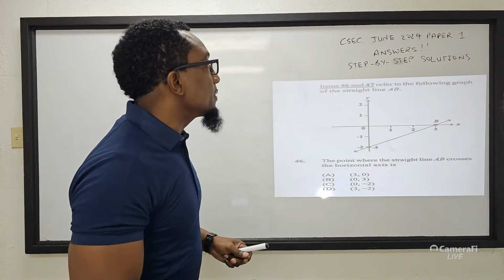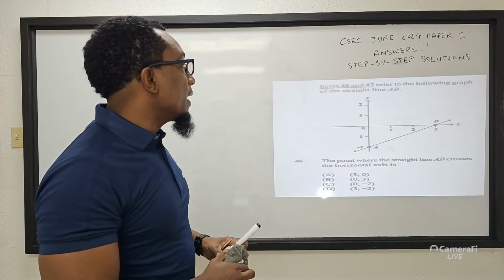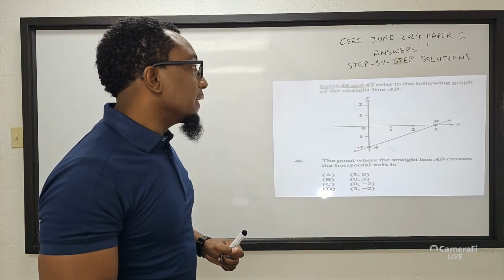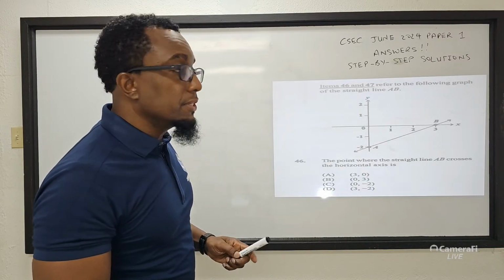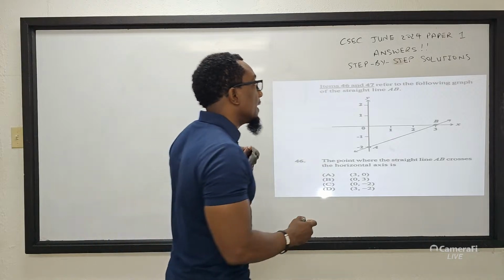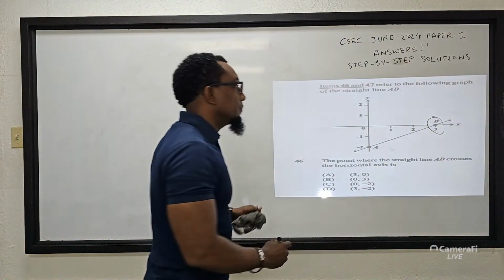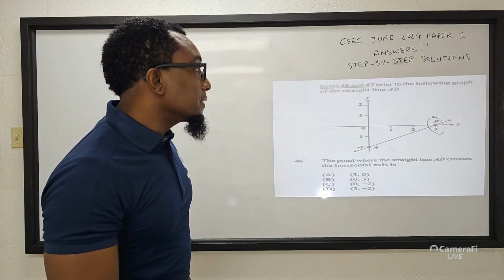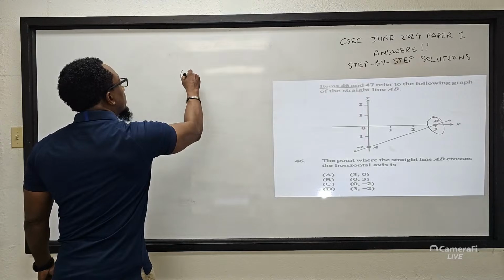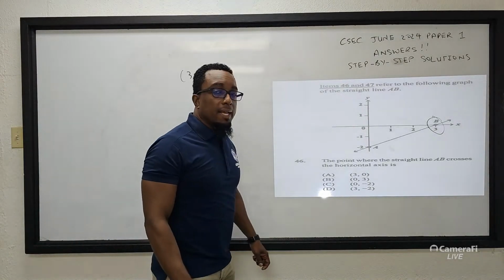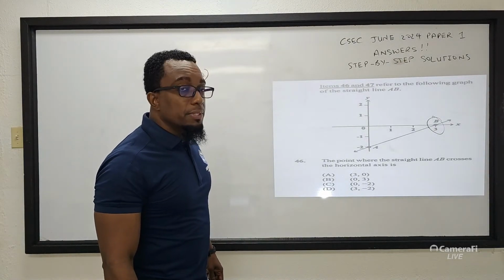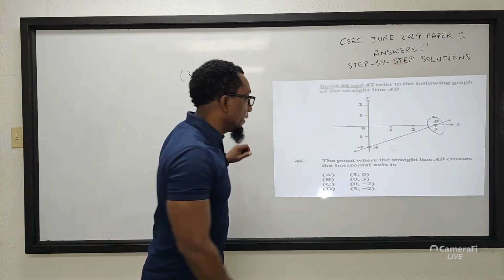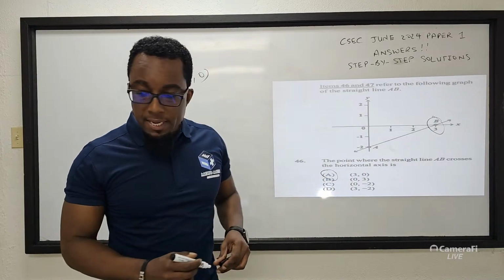Right, so items 46 and 47 refer to the following graph of a straight line AB. So the point where the straight line AB crosses the horizontal axis, where does it cross the horizontal axis? Here. So they want, what are the coordinates of that point? So the coordinates of that point will be obviously 3, 0. Yeah? So when a line cuts or meets the x-axis, the y coordinate is automatically 0 and it meets the x-axis at 3. So that answer for 46 will be A.